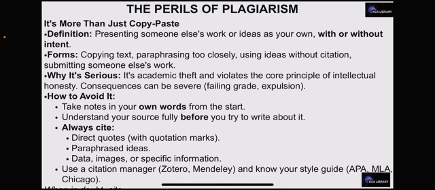Now we have different forms that plagiarism can take. We have copying text, paraphrasing too closely, using ideas without citation, and submitting someone else's work. Copying one person's text word for word is an example of plagiarism. Then paraphrasing too closely. Then using ideas without citation: using someone's idea without citing the person, who is the scholar that owns the work. And submitting someone else's work. These are different forms of plagiarism, and we have to be very careful about that.